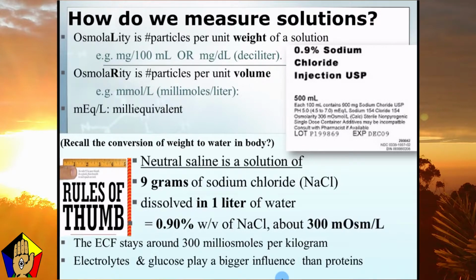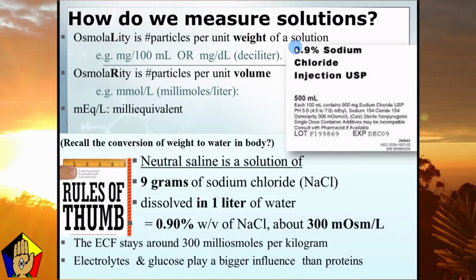How we measure solutions, and this section is really a basic terminology section, is in three ways. So you have the osmolality, which is talking about the number of particles per unit of weight of the solution. Typically when you see something like this, the 0.9% sodium chloride, this is actually a weight-per-volume measurement. You might see it as milligrams per 100 milliliters or milligrams per deciliter. It's the weight divided by the volume.